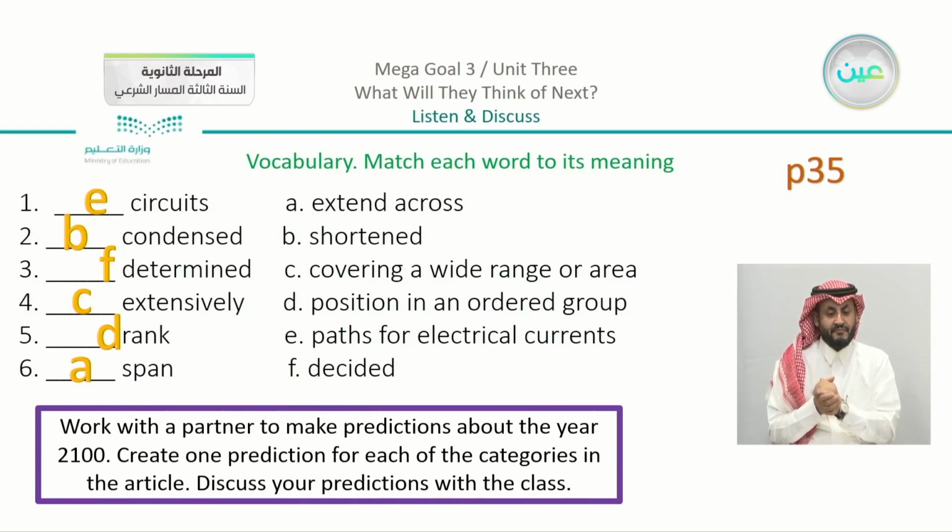Moving on. We have the pair work part. We have here: work with a partner to make predictions about the year 2100. Create one prediction for each of the categories in the article. Discuss your predictions with the class.